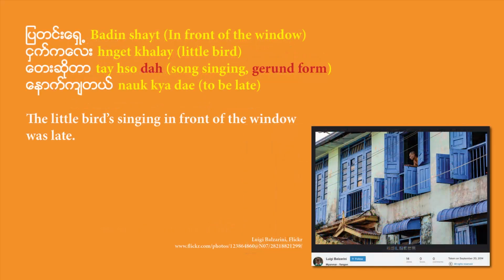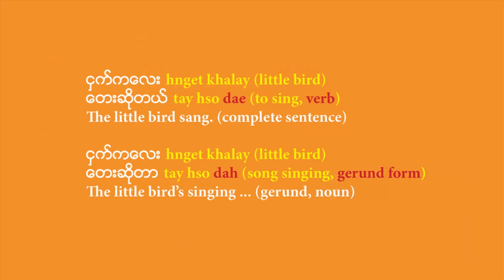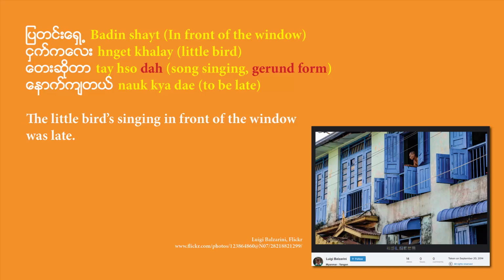The next line opens with Berenshe. This is a slightly shortened version of Badim Baushe, in front of the window. Ngakale is little bird. Deso is to sing, literally to sing a song. This may strike you as strange, but in Burmese to say sing, you actually need to say sing a song, because the verb so could be used for other types of recital, singing, or speaking related activities. So if you say ngakale te sore, it means the little bird sings, but this ends with da. So this is the gerund form of that action. That means the little bird singing in front of the window was late.